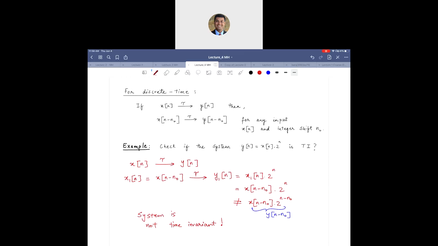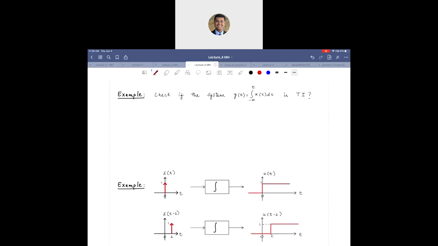Let's take another example here. In this case, we have an integration. y of t is the integration from negative infinity to some arbitrary stopping time t of x of tau d tau. The question is, is it time invariant or not? Let's do the same kind of check. Steps are going to remain more or less the same.